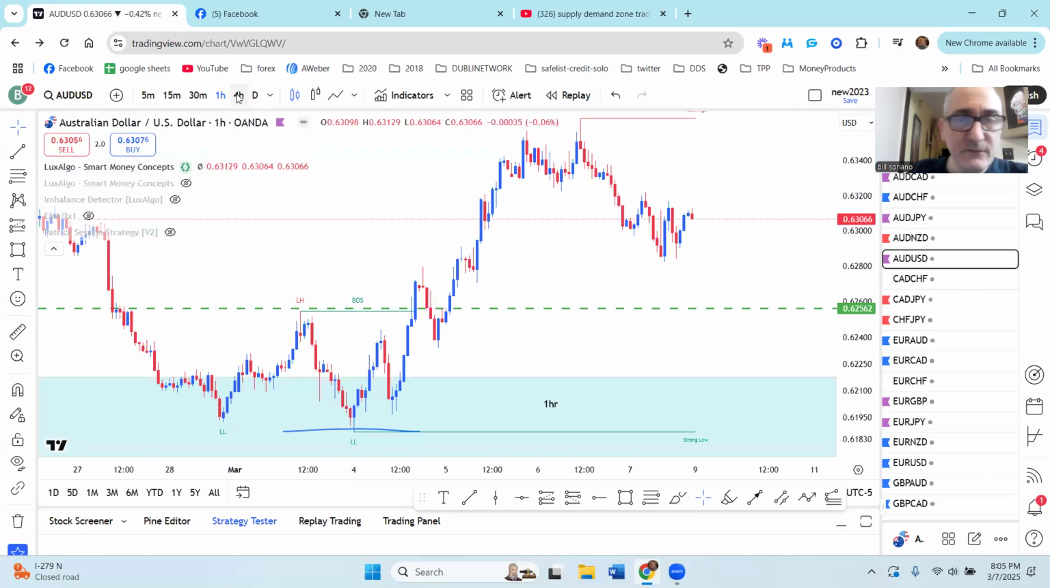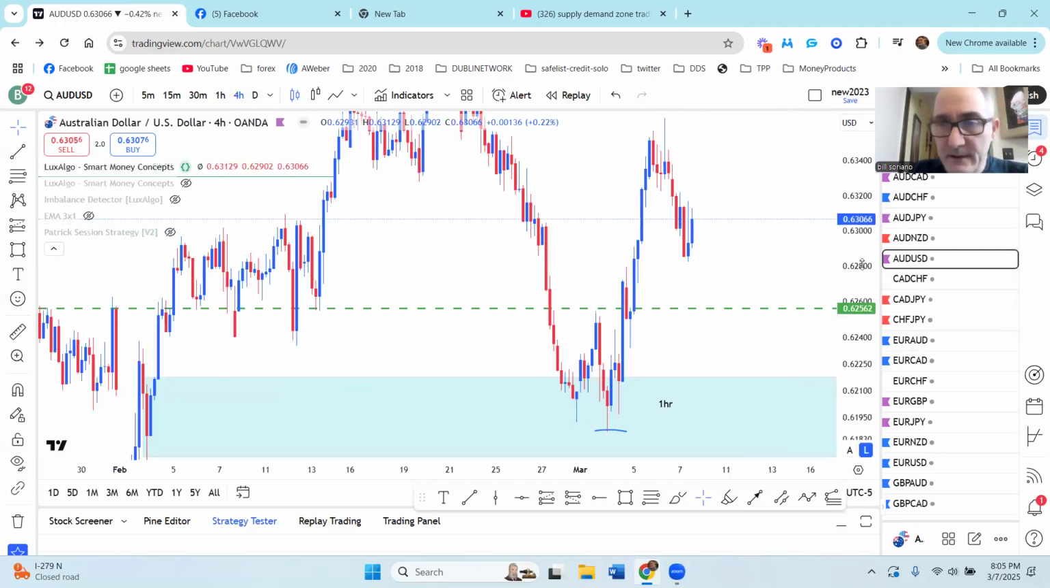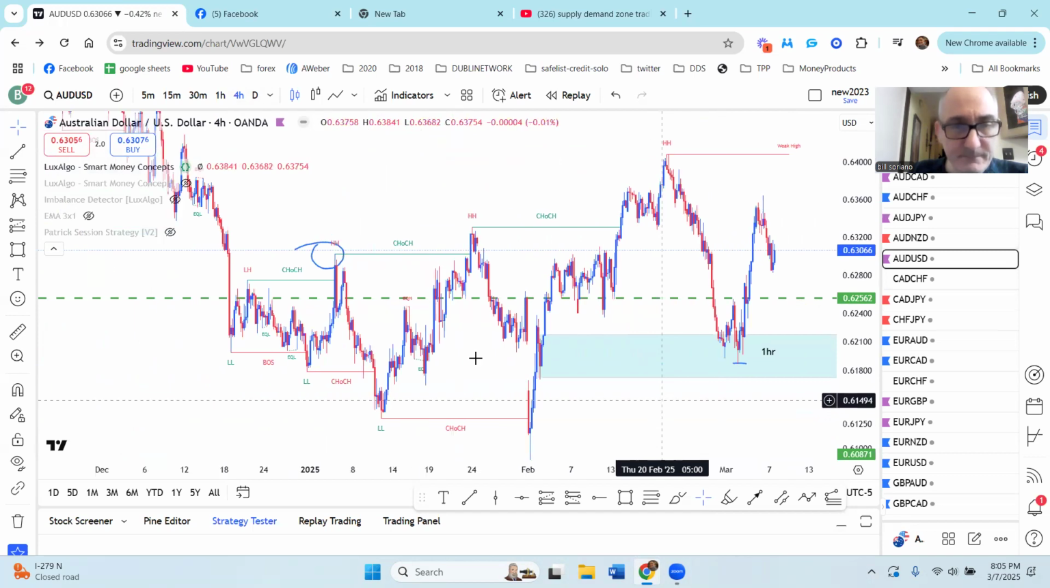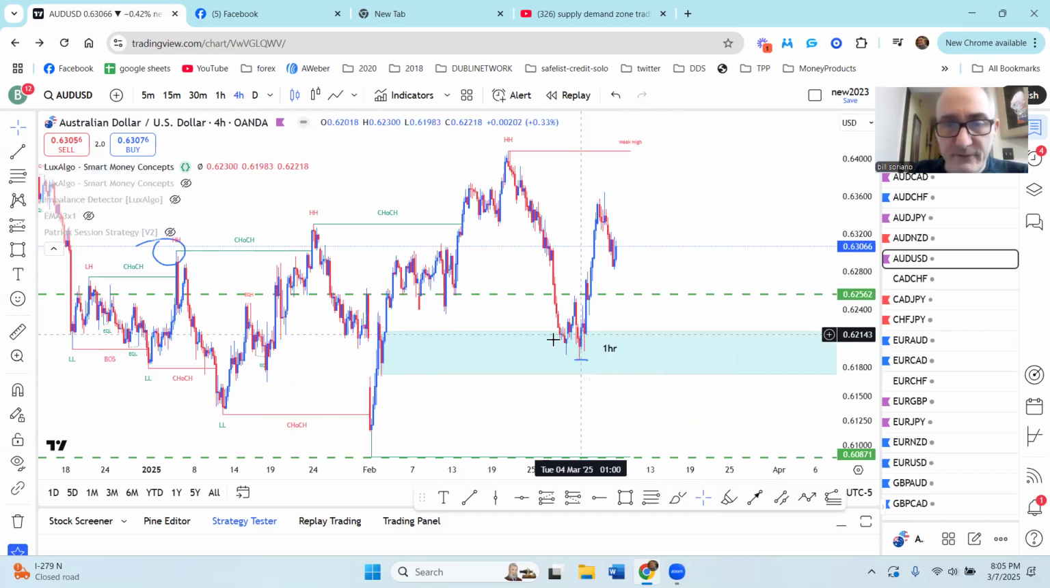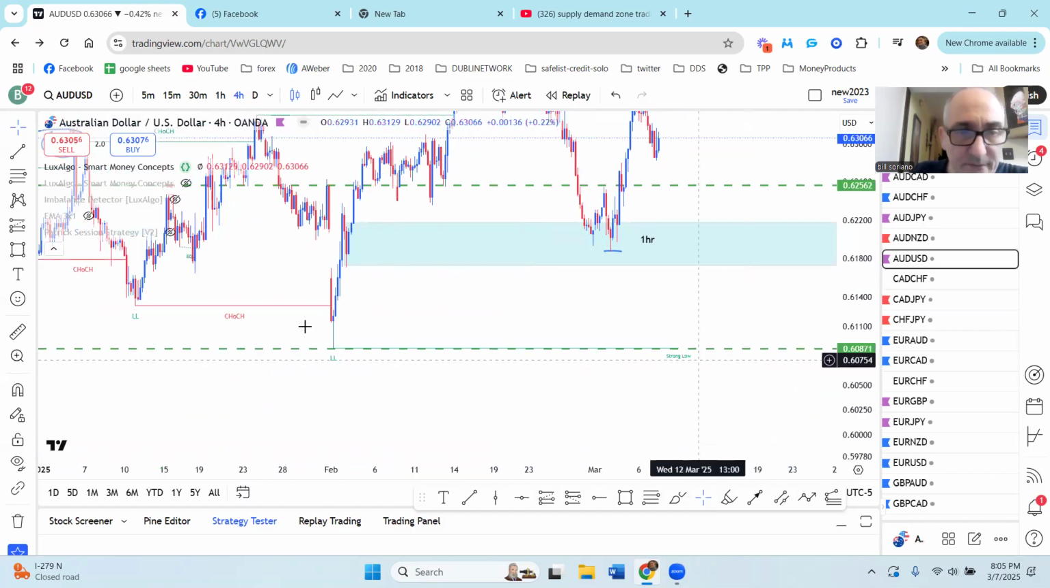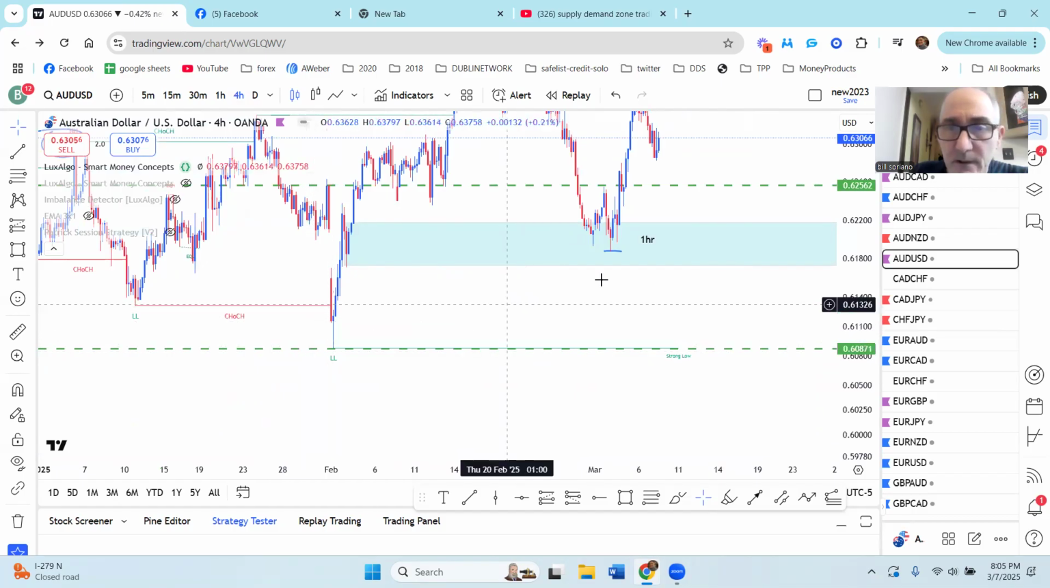Let's look at AUD/USD. Okay, again, let's get to the 4-hour time frame. And again, we were bullish here on the 4-hour time frame, right? Price was moving up. We identified this 4-hour zone right here. And there was also a zone down here as well. Okay, price came into this zone.